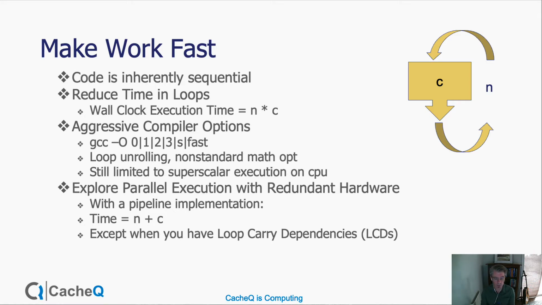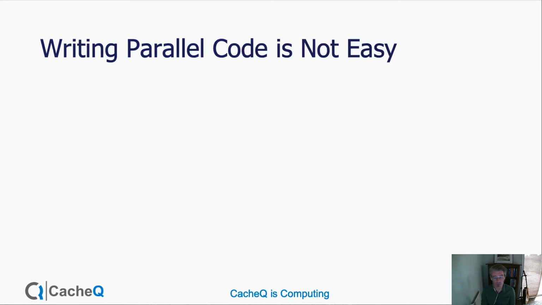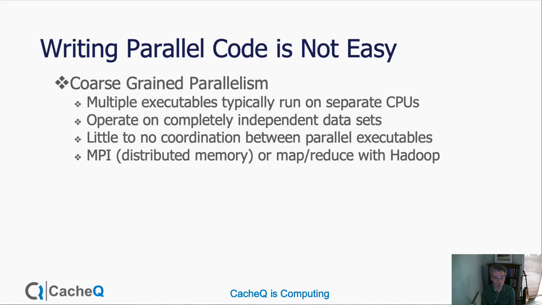The trick there is if you have loop carry dependencies, when you have a piece of data inside a loop that's dependent upon a memory location either outside of the loop or updated in a different iteration of a loop. So this becomes very difficult very quickly. So writing parallel code is not easy. And I'll say a few more things about this.